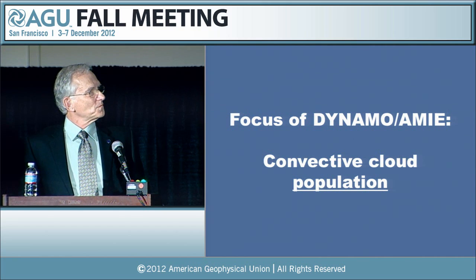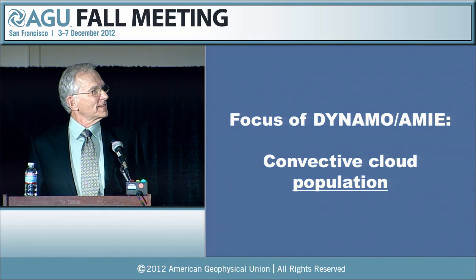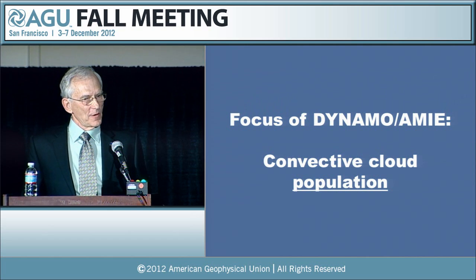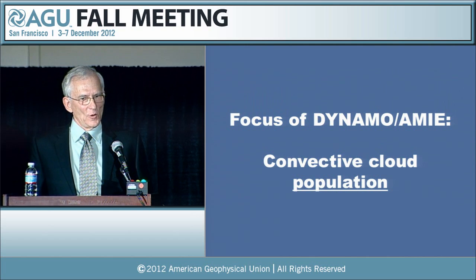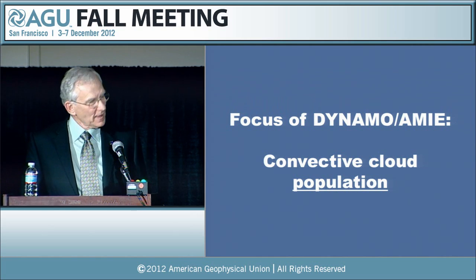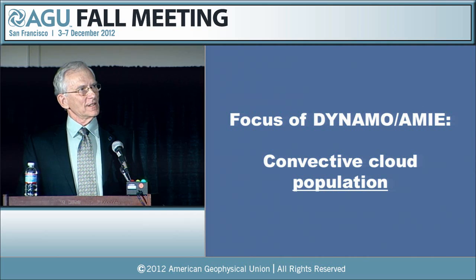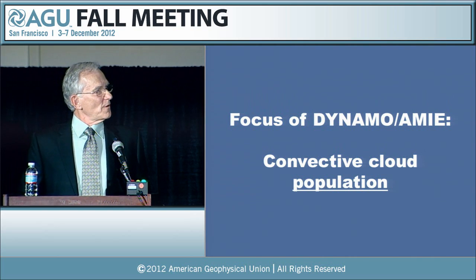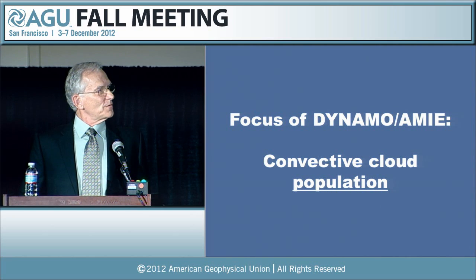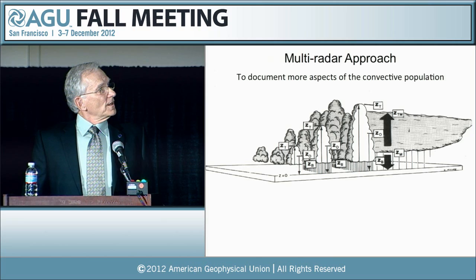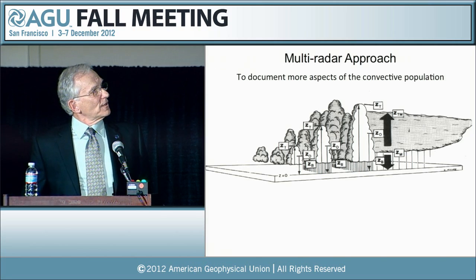The focus of Dynamo and Amy, a little different from the earlier two projects, in that the focus was really on the whole population of convection more than the individual cloud systems. And obviously this is only a year after the project, so it's early to be saying too much about what we found, but I'll show you some results, and I'll also show you here the general approach that we took.